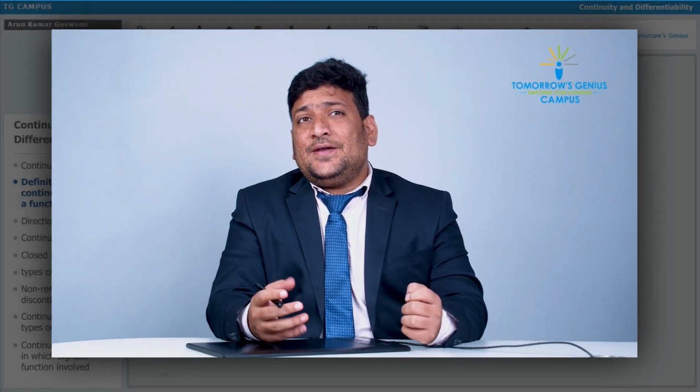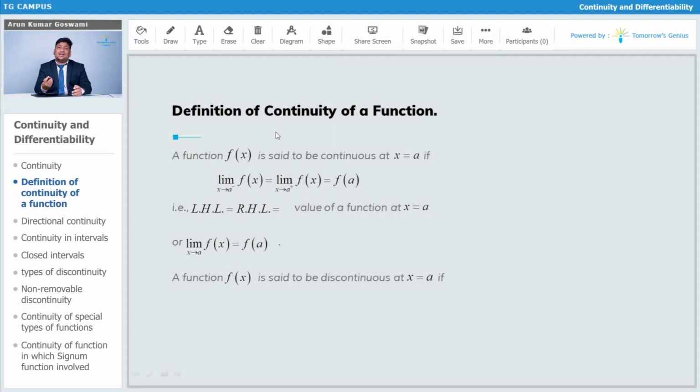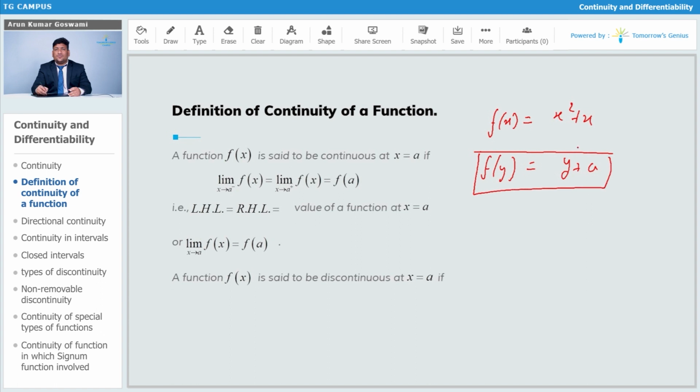Guys, now we'll see how mathematically we can prove discontinuity. If we have any function, first of all you should know how to represent a function. When I'm saying function f of x, it means on the right hand side we have some equation which contains x only. If I'm saying f of y, it means I'm talking about a function of y, something like x square plus x, or y plus a. So this is a function of y, and this is a function of x. So this is called my function.